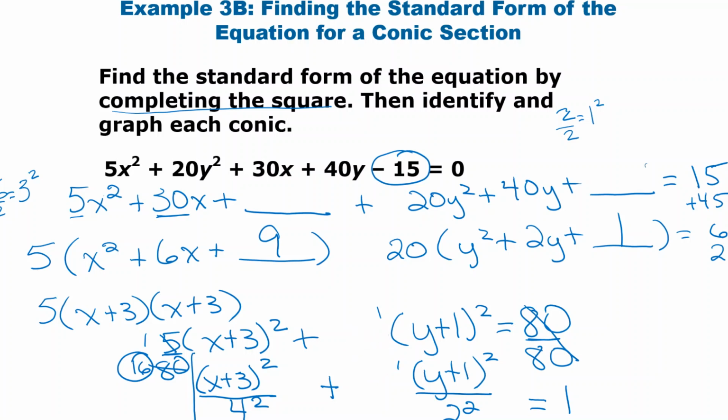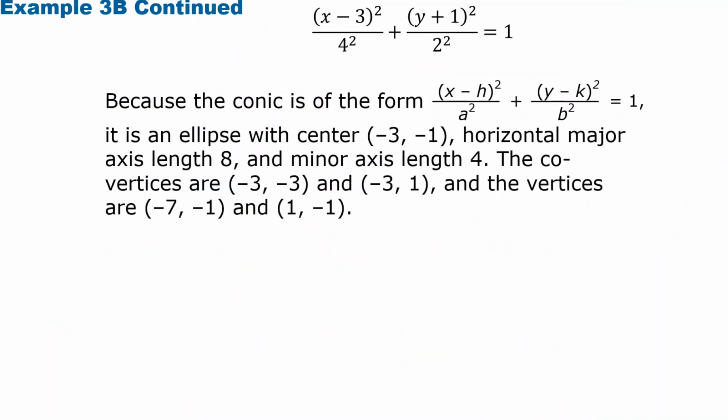It actually looks like our equation for a, what is it? It's got a plus here and it equals 1. So it must be, drum roll. All right, here's our equation. It is actually in the form of an ellipse, okay, because we've got plus and it equals 1.